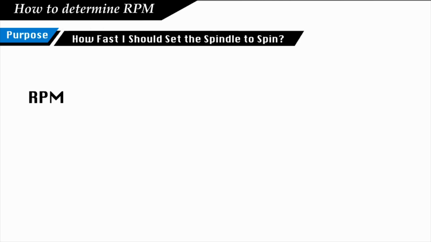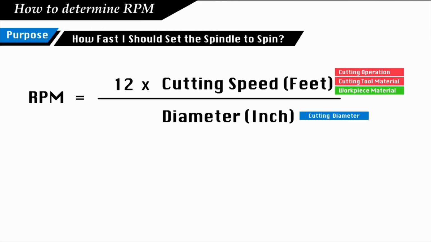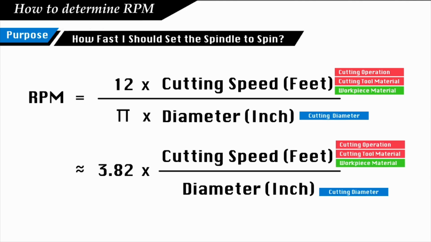So our RPM will be equal to cutting speed in feet, and we will look up the manufacturer's chart to know this by considering these three factors we talked about. And then we will convert the feet into inches by times 12. Then we divide it by diameter, either the cutting tool's diameter or the workpiece diameter, depending on your cutting operation. And from diameter, we want to know the circumference, so we times the diameter with pi. To simplify this, we usually use the number 3.82, then times cutting speed divided by diameter. So let's do some examples.